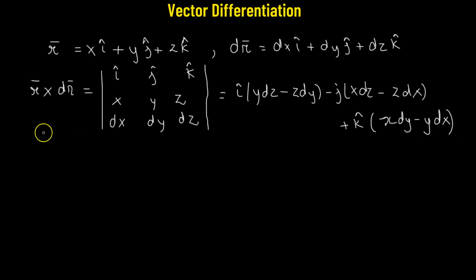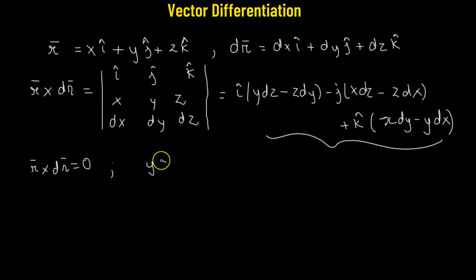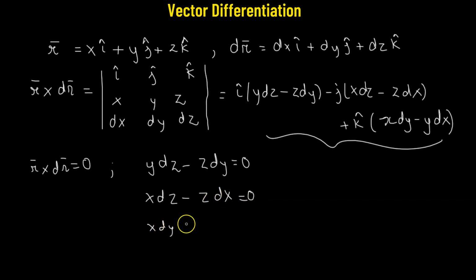Right. So here we are given that r vector crossed with dr vector equals 0. If this is equal to 0, that means the components must also be equal to 0. So we have y dz minus z dy equals 0. We have x dz minus z dx equals 0. And x dy minus y dx is also equal to 0.